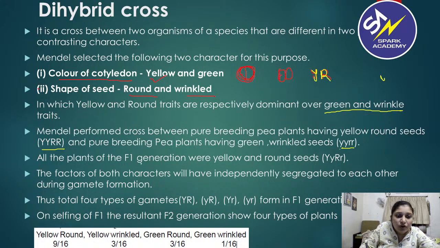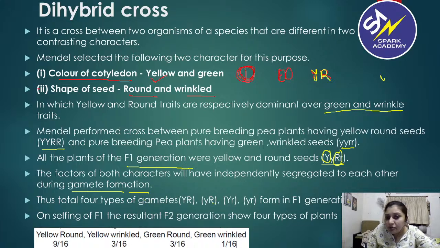So all plants of the F1 generation were yellow and round. Here this is dominating, this is dominating. The factors of both characteristics segregate independently of each other during gamete formation. Gametes are pure, you all know that. Thus, a total of four types of gametes will be there, YR and so on. On selfing of the F1 generation, the resultant F2 generation shows four types of plants: yellow and round, yellow and wrinkled, green and round, and green and wrinkled.